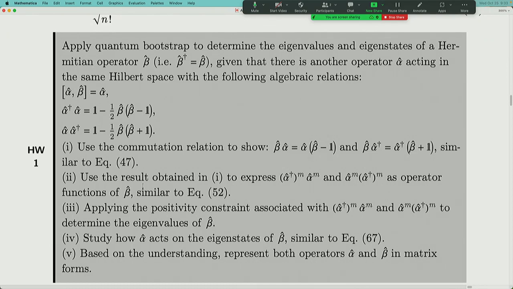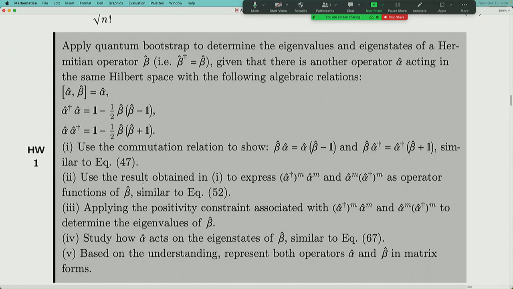So there is a Hermitian operator which we call beta. Beta is Hermitian, meaning that beta dagger is beta. And there's another operator which we call alpha. I think there's a typo in the previous lecture notes, where I called it R, but it's alpha. Okay? So alpha and beta act in the same Hilbert space and have the following algebraic relations. This alpha is not necessarily Hermitian, so alpha and alpha dagger are not the same. But beta is Hermitian, so beta and beta dagger are the same. So they have the following three algebraic relations.